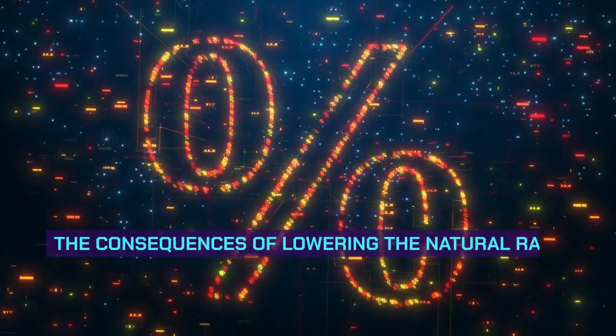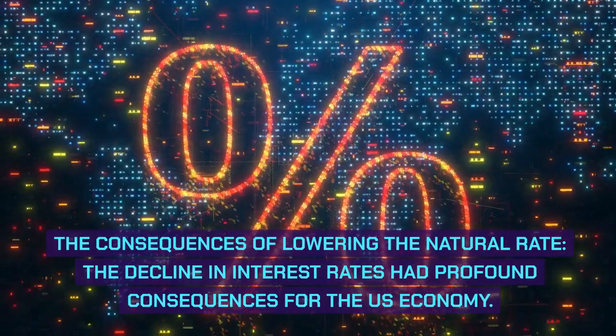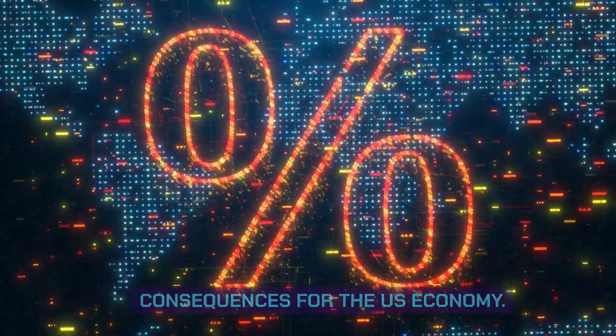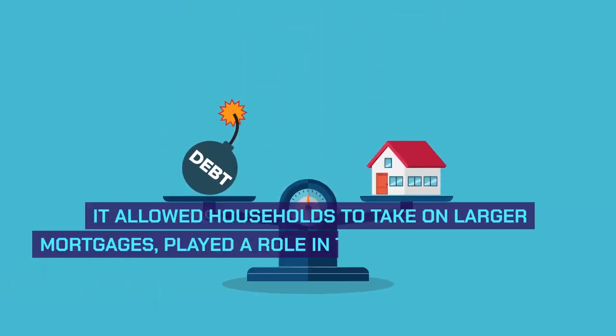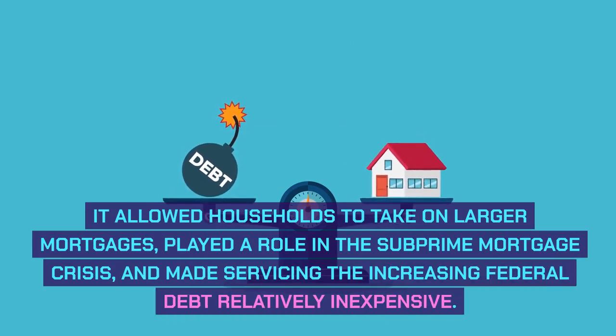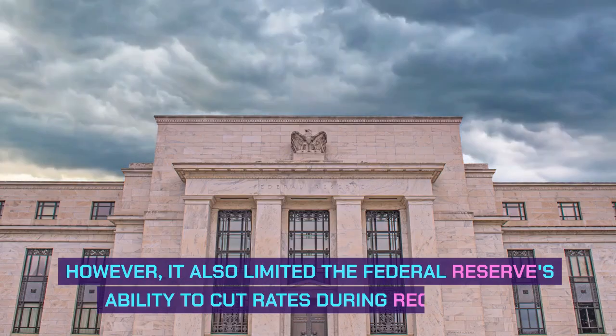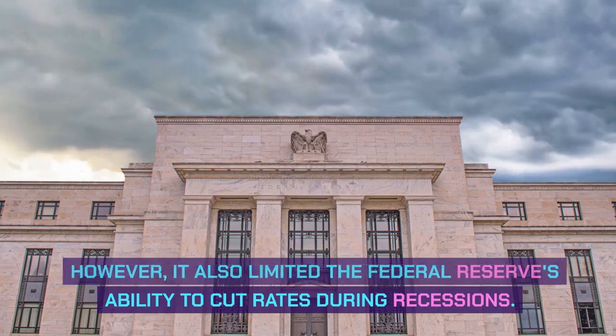The consequences of lowering the natural rate. The decline in interest rates had profound consequences for the U.S. economy. It allowed households to take on larger mortgages, played a role in the subprime mortgage crisis, and made servicing the increasing federal debt relatively inexpensive. However, it also limited the Federal Reserve's ability to cut rates during recessions.